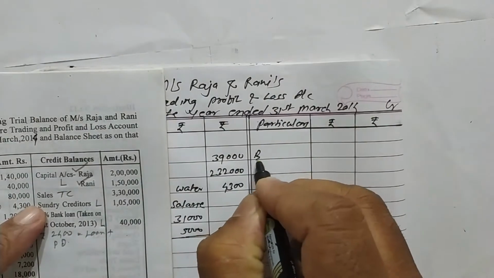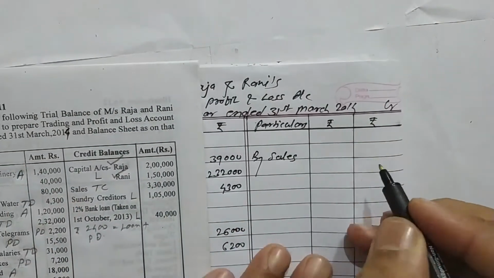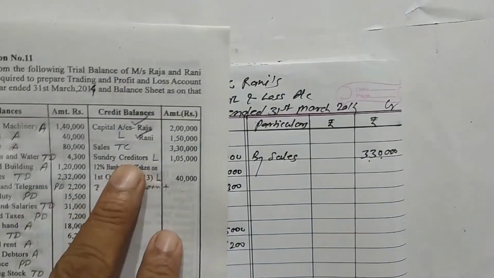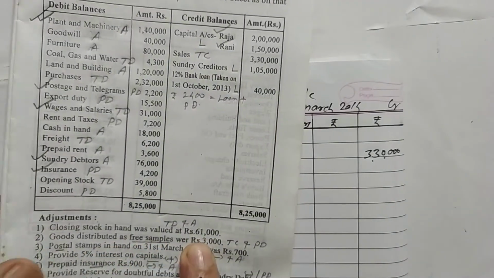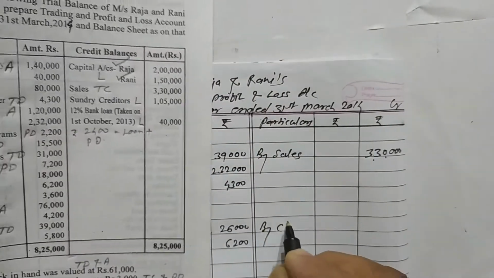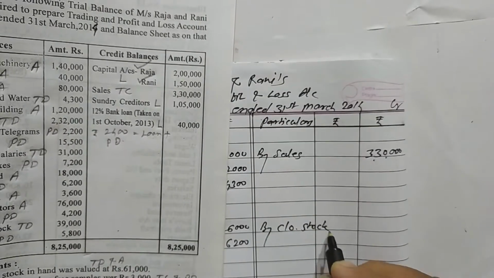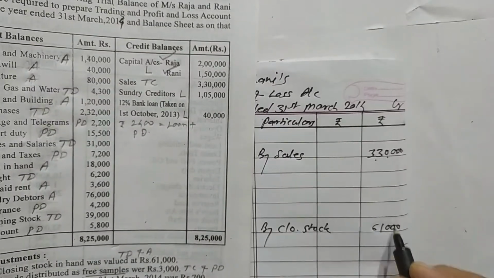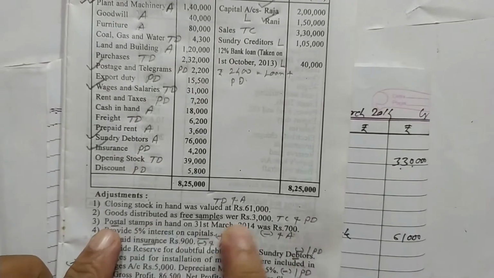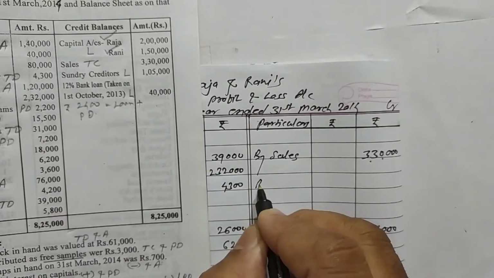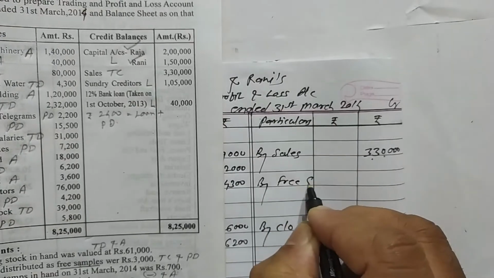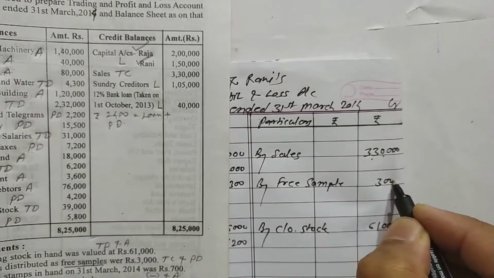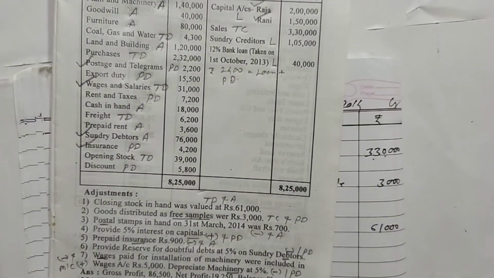Sales. Right on the first line. By sales, rupees 3,30,000. Now see the next TC item. Now closing stock. Right, here it is by closing stock, rupees 61,000. Again we have to find out TD TC. Now free sample on the credit side. Right in the middle line, by free sample, rupees 3,000. Okay. Again we have to find out the TD TC items.